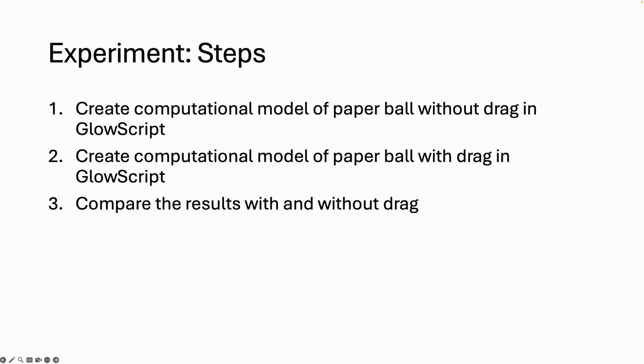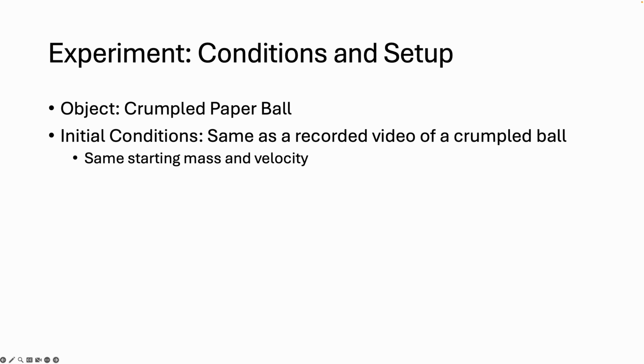So what are the steps of this experiment? First, we'll create a computational model of a paper ball without drag in GlowScript. Second, we'll create a computational model of the paper ball with drag in GlowScript. And finally, we compare the results with and without drag. The conditions and setup are just a crumpled ball for the object, and the initial conditions are the same as a recorded video we used for reference, with the same starting mass and same starting velocity.